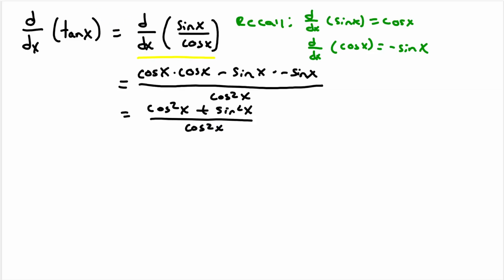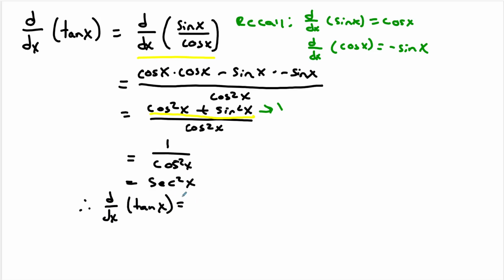And hopefully you understand that cosine squared of x plus sine squared of x equals 1. That's one of our Pythagorean identities. If you do not know how I got that, please watch the video. I'm pretty sure there's a video in the series which goes over how to derive the Pythagorean identity, so make sure to watch that. So then this will just be 1 over cosine squared of x, which will then just equal secant squared of x.